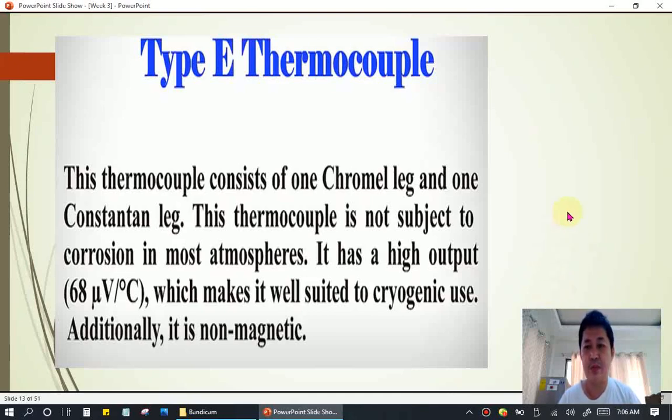So we have here the type E thermocouples. This thermocouple consists of one chromel leg and one constantan leg. So this thermocouple is not subject to corrosion in most atmospheres. So it has a high output, so 68 microvolt over degrees Celsius, which makes it well suited for cryogenic use. So additionally, it is non-magnetic.